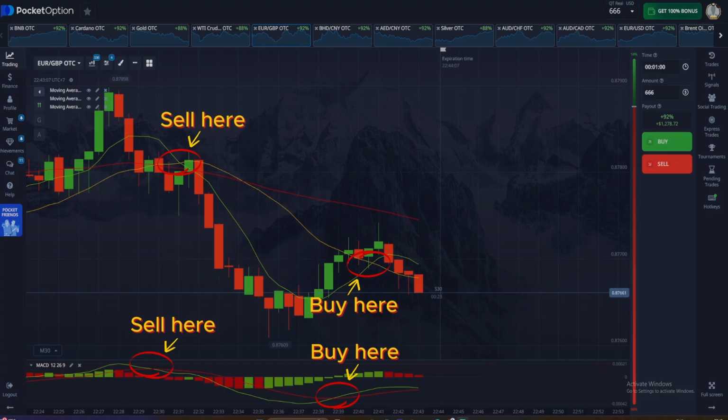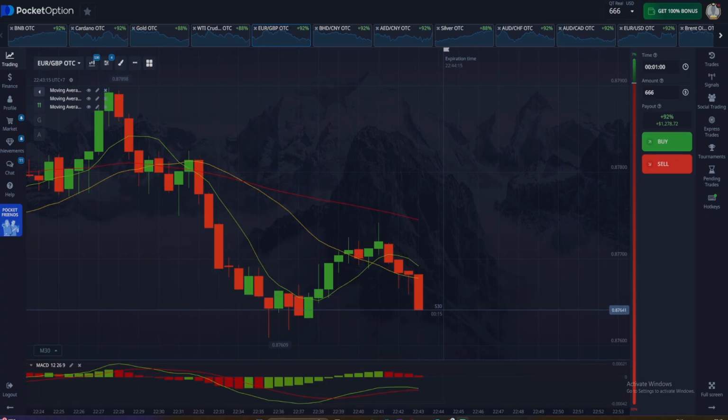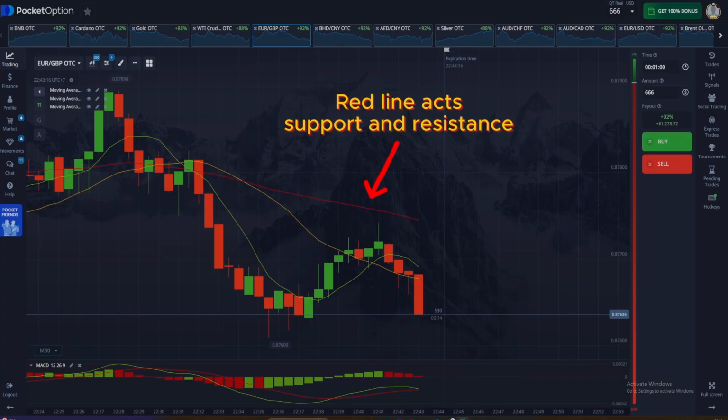On the other hand, when a bearish crossover forms, it tells us that sellers are in control. Price shows weakness, the trend shifts to the downside, and that becomes the ideal moment to enter a sell. But remember, we don't rely on crossovers alone. We must always pay attention to the red line, the 60-period moving average, which acts as a dynamic support and resistance. Every time price touches this line, it often reacts, bouncing or rejecting. And that reaction gives us additional confirmation for a precise entry.